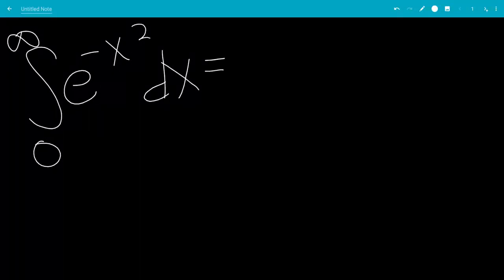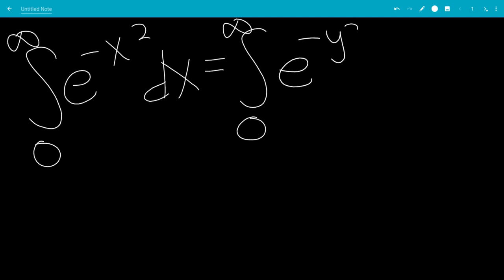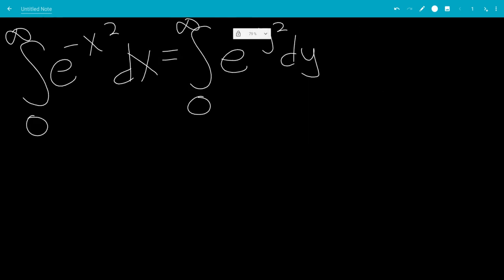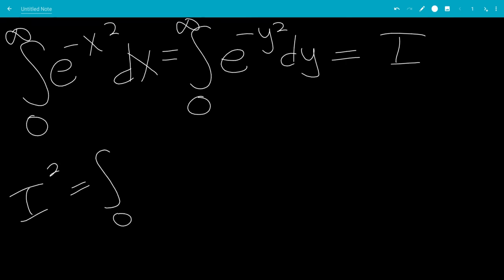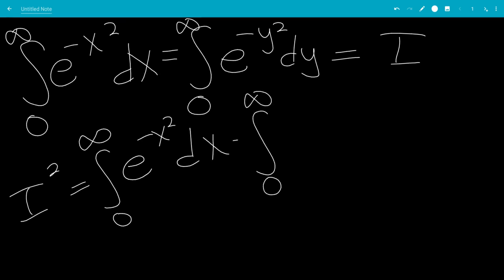In this video, we'll do the integral from 0 to infinity of e to the minus x squared dx. This is also equal to the integral from 0 to infinity of e to the minus y squared dy. We'll set this equal to I. So I times I, or I squared, is the integral from 0 to infinity of e to the minus x squared dx times the integral from 0 to infinity of e to the minus y squared dy.